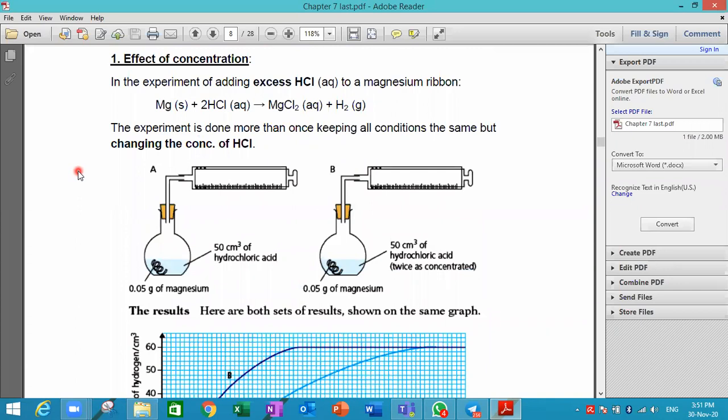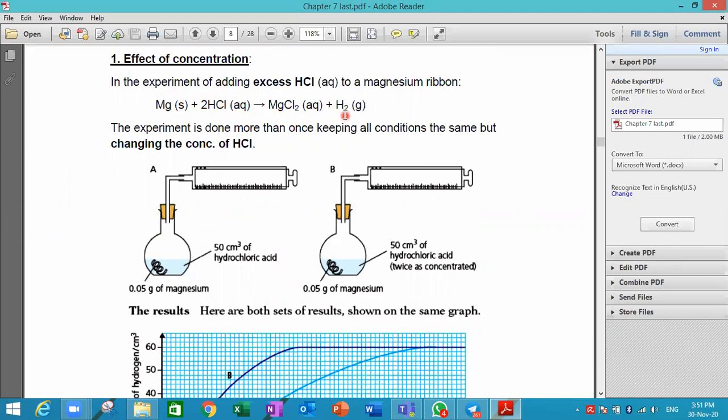We are going to do the same first experiment that we studied before. We're going to add excess hydrochloric acid and place it in this flask, and then we are going to add a piece of magnesium metal to the acid. As we've seen before, this will produce a salt that is soluble in the solution, and we get hydrogen gas. This hydrogen gas, we are going to collect and measure its volume in a gas syringe.